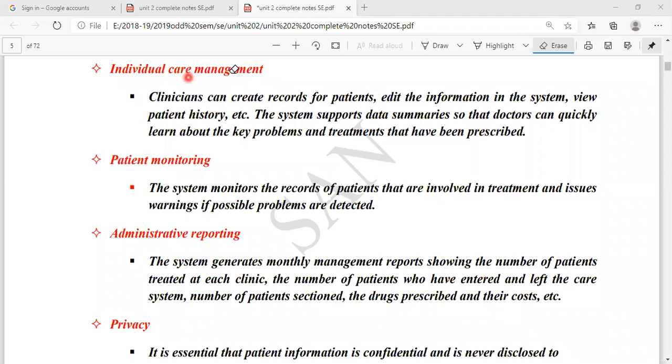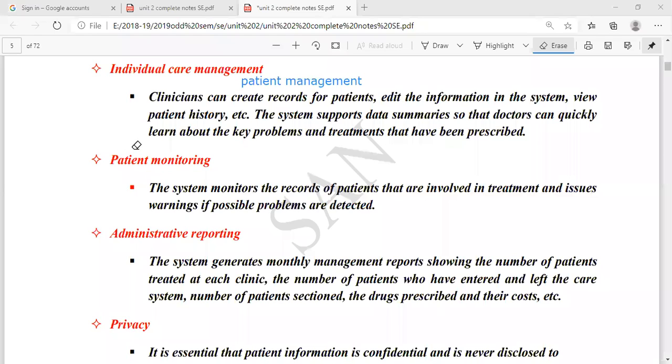So this individual care management, what is it going to do? It is all about patient management. It is going to take care of your patient, right? So patient management in the sense, what is it going to do? Adding the records of patients, editing and viewing the details of the patient. Now, this is not about providing treatment. It is only management, providing the management for the patient.